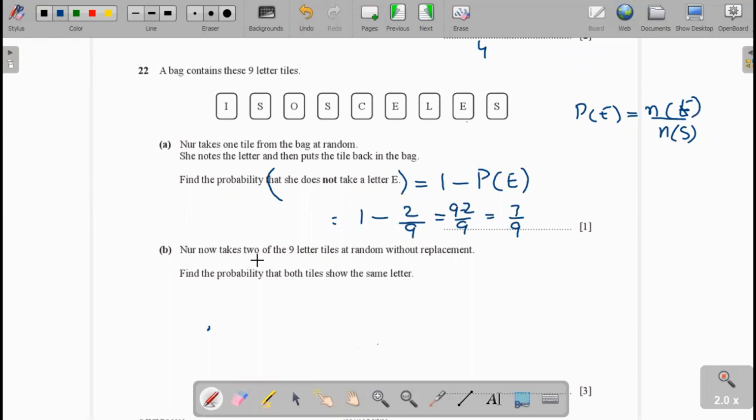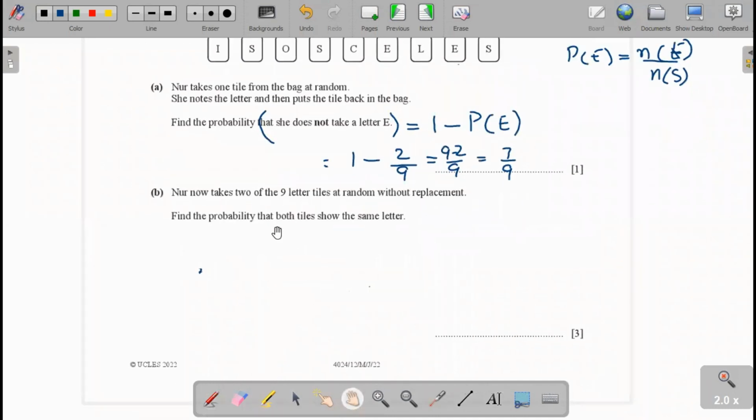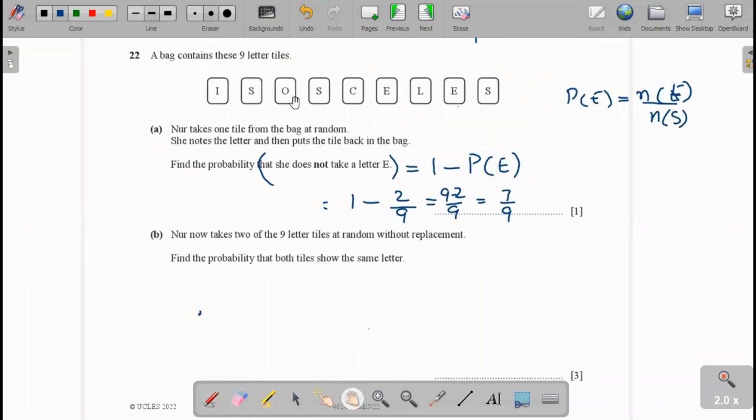Part B, Noor now takes 2 of the 9 letter tiles at random without replacement. Find the probability that both tiles show the same letter. It means the letters S S and E E are repeated. Therefore, the probability will be equal to the probability of SS plus the probability of EE. Therefore, the probability of S, here are 3 tiles, 1, 2, 3. That is 3 over 9.